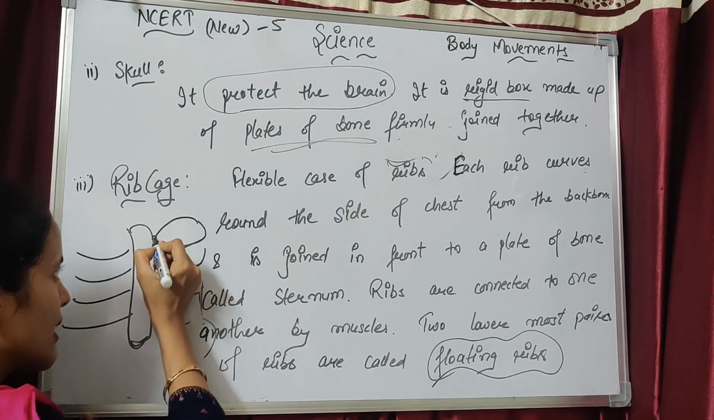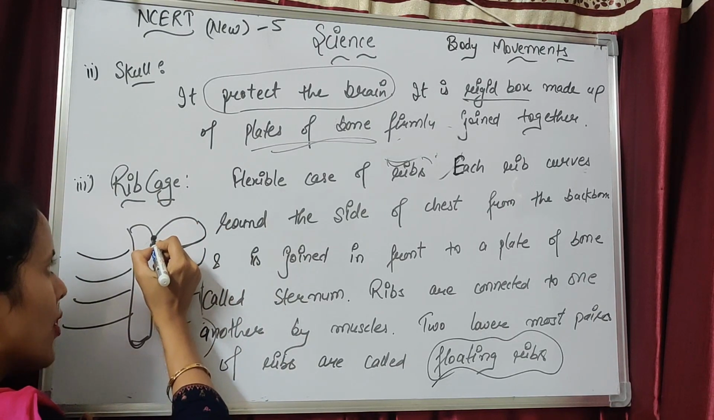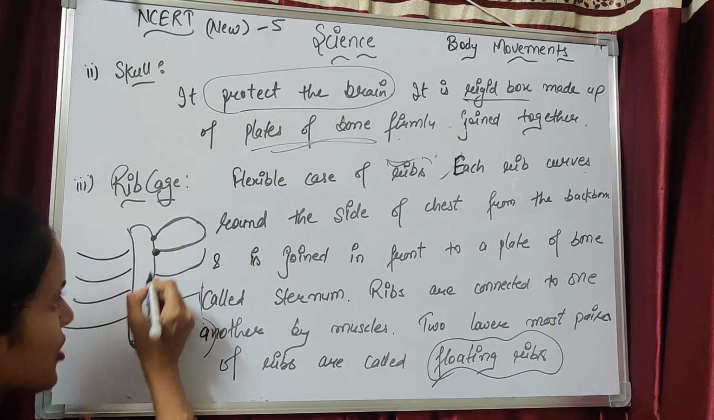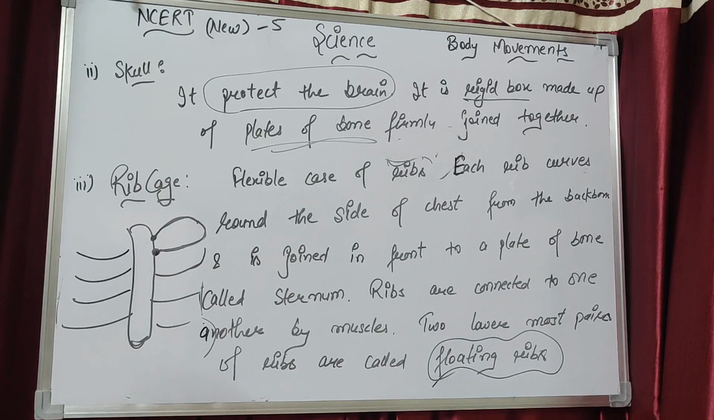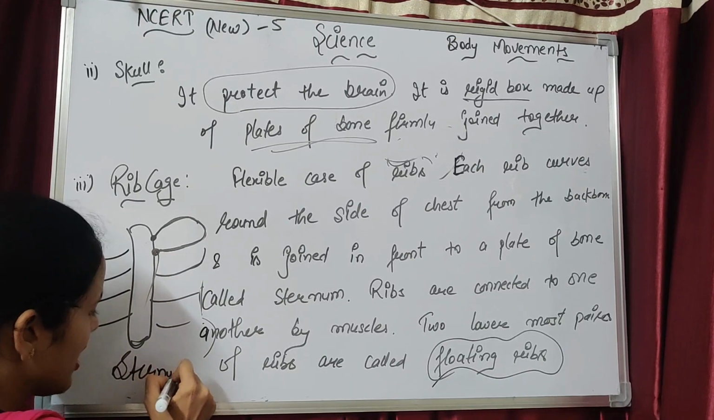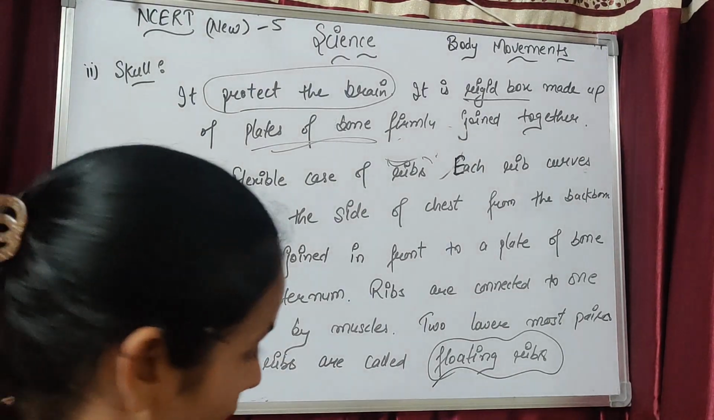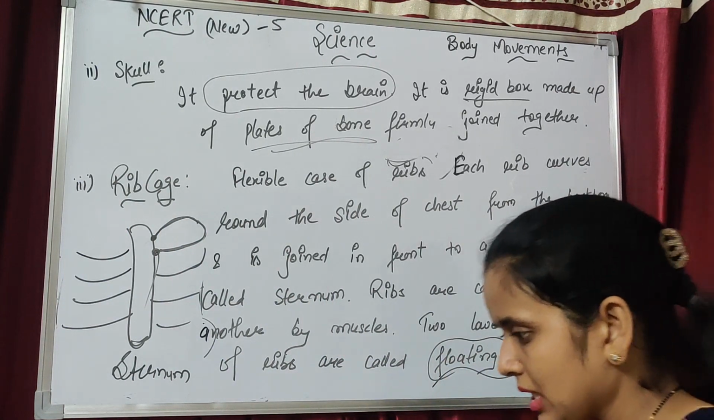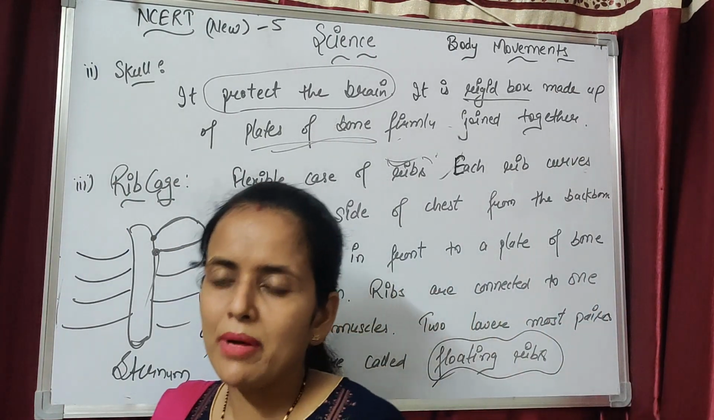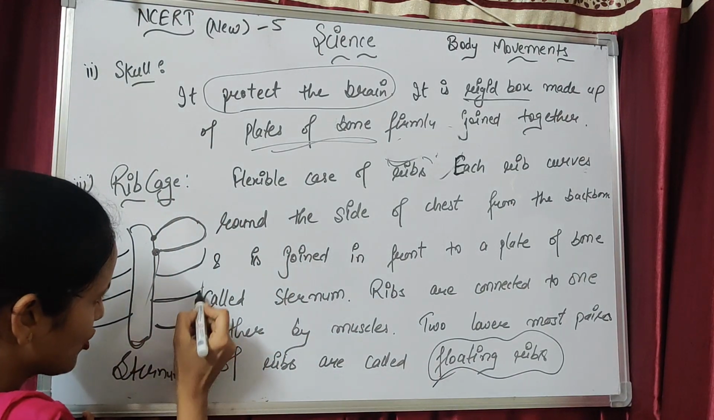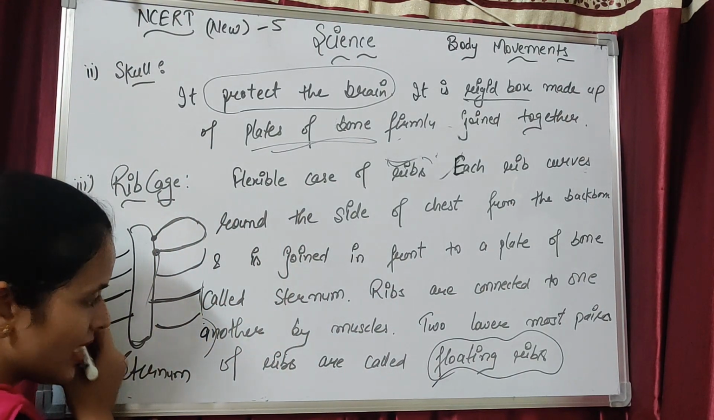They start from the back end at the backbone and come to the front to join the plate of bones known as the sternum. This bone is known as the sternum, where these ribs are attached from the back side and come to the front side. Ribs are connected to one another by muscles.